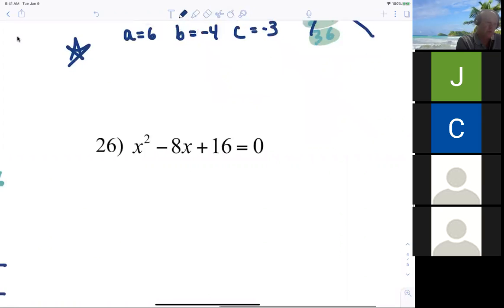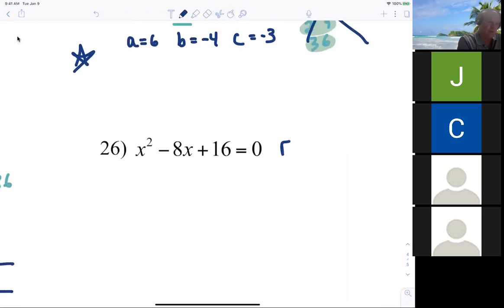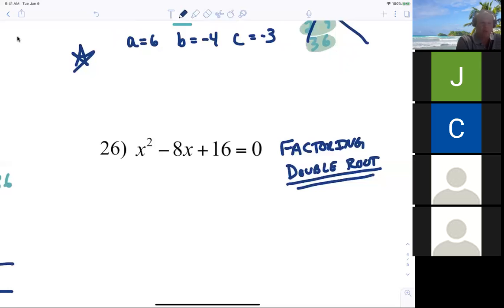All right. Number 26 can be done by factoring. And this right here, I want you to write down, this is a double root. All right. And then I want you to try to remember why I decided it was called a double root.